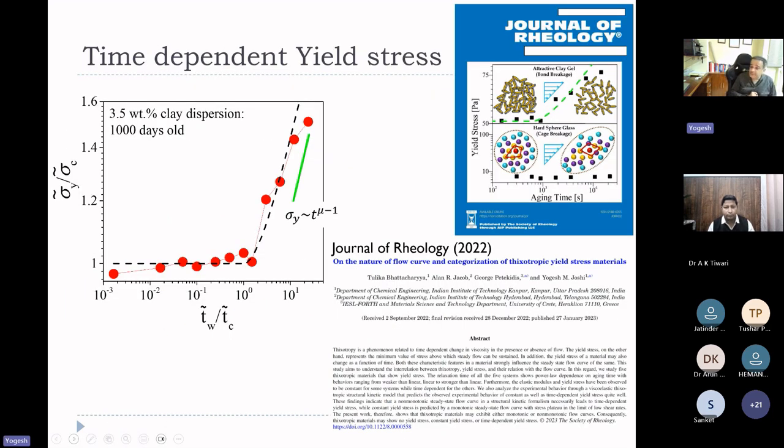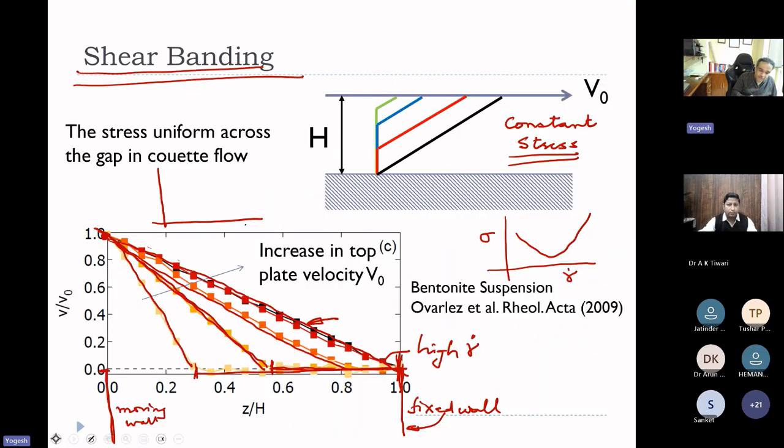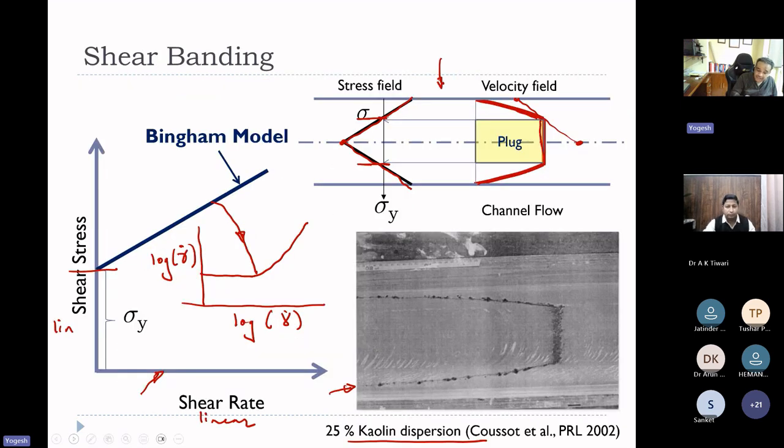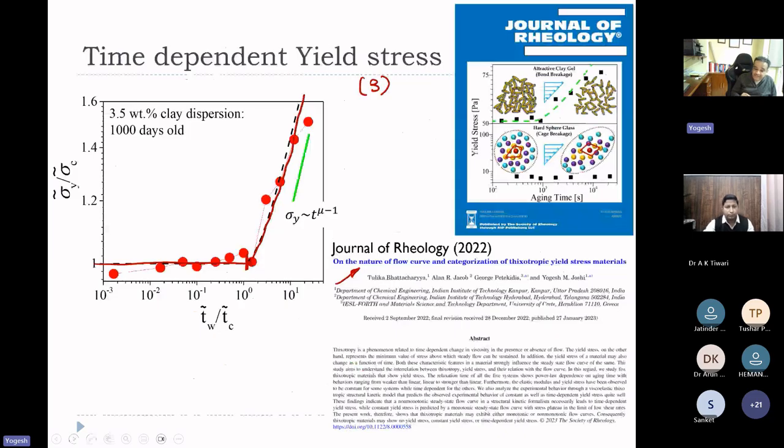Now, this material also tends to show time-dependent yield stress. Typically it is observed that yield stress remains constant until a certain period, and then it starts increasing as a function of time. We recently published a paper. Again, we used the same model that I showed you, and we predicted this time-dependent yield stress for this material. So this is the third behavior that we observed. Let me go back. First behavior is viscosity bifurcation. Second behavior is shear banding. Third behavior is time-dependent yield stress, which can also be predicted by the non-monotonic flow curve.